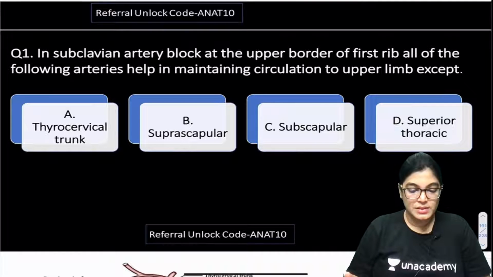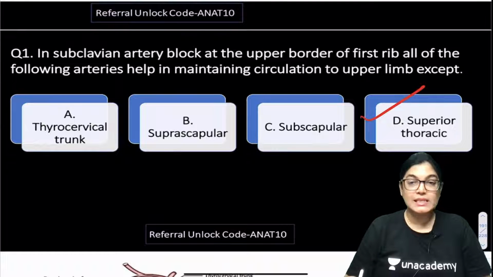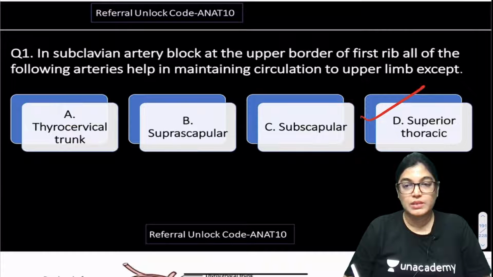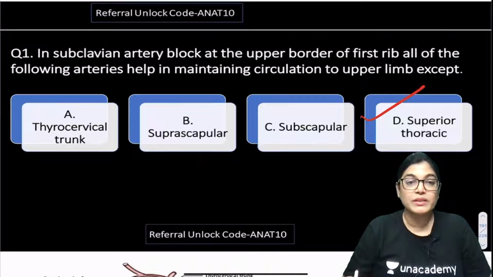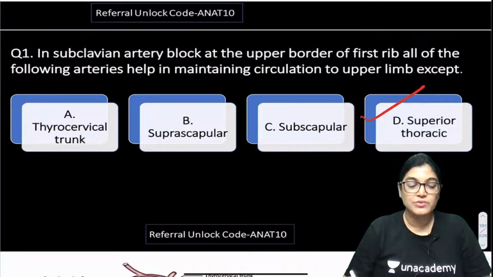So the correct answer, which is not maintaining the blood flow for the upper limb in case of subclavian artery block, the correct answer is D. So why is the answer D? Superior thoracic artery is the correct answer. The reason is that it's not taking part. Actually the anastomosis is formed between the branches of first part of the subclavian artery and the branches from the third part of axillary artery. So superior thoracic artery or supreme thoracic artery is the branch of first part of axillary artery and it is not taking part in formation of anastomosis.